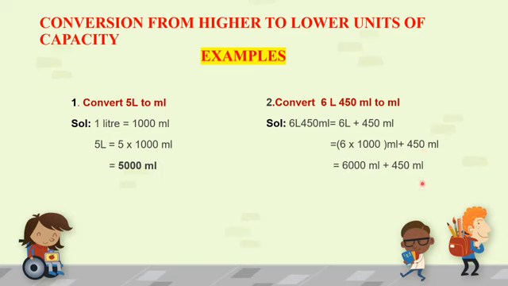In the next step, remove the multiplication sign. How will you remove? By multiplying and finding the product. 6 thousands are 6,000. So you will write the answer 6,000. Which unit will you bring down? Milliliter. Not liter, milliliter, because conversion is from liter to milliliter. And now 6 liter has converted into 6,000 milliliter plus 450 milliliter.